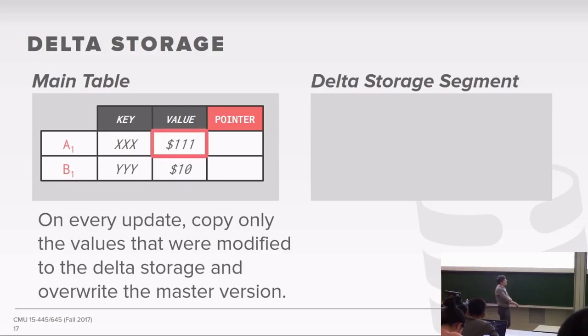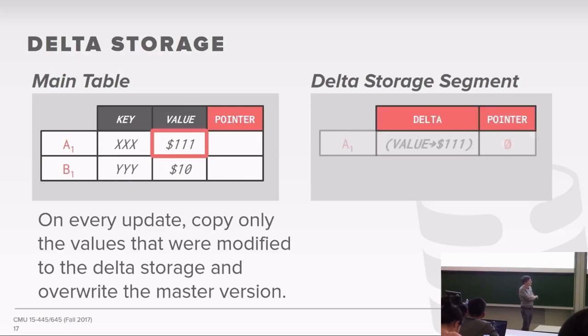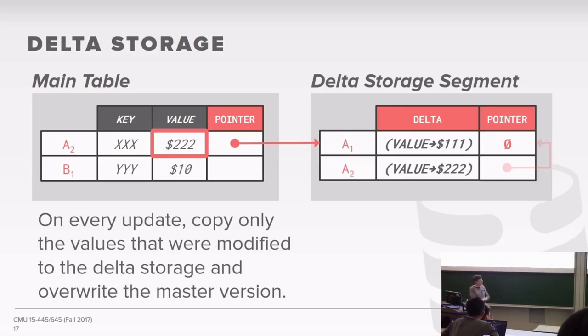And then when we modify, say, a single attribute, in our delta storage segment we'll have the change that was actually made. So if we want to create a new version A2, we first copy the value that got modified, in this case the value attribute, over into our delta segment, and then we can update our master version in the main table. We can do this multiple times, and we just keep our chain going like before in the time travel segment.